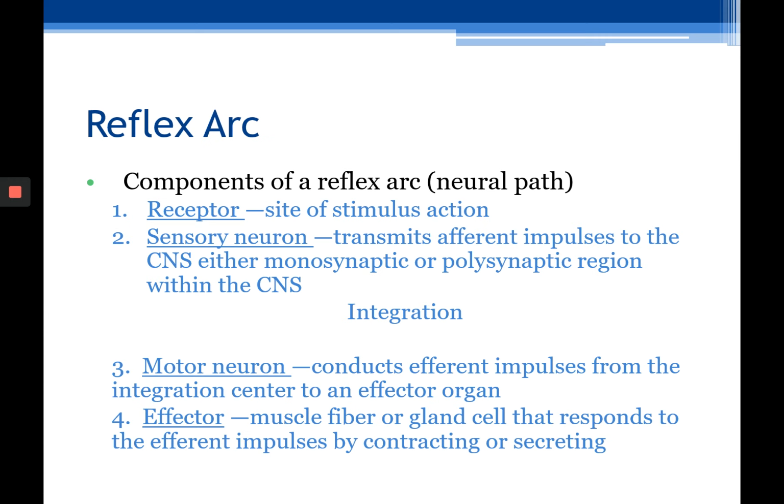And then we want to talk about reflexes more, and there's actually 5 parts to a reflex arc. So here, again, the numbers say 4, but here would be number 5. So components of a reflex arc: this is a neural pathway. We start with the receptor, which is where we're going to get the stimulus acting on the receptor. If it's a special sense receptor, this would initiate a receptor potential. If it was a general sense receptor, it would initiate a generator potential.